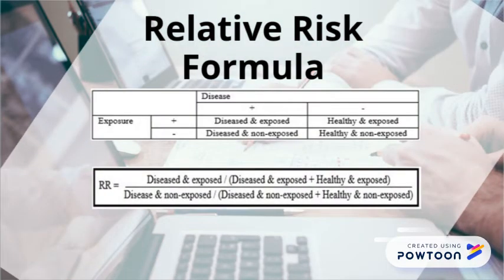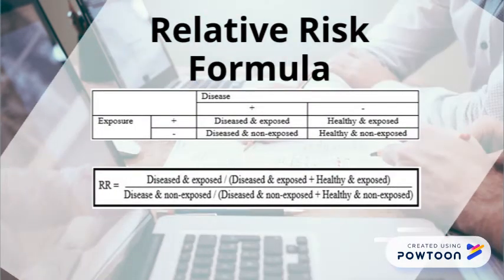Looking at the table for the components that will be used in the relative risk formula, we have disease and exposure. So you can see it's broken down into disease and exposed, healthy and exposed, disease and non-exposed, and healthy and non-exposed.